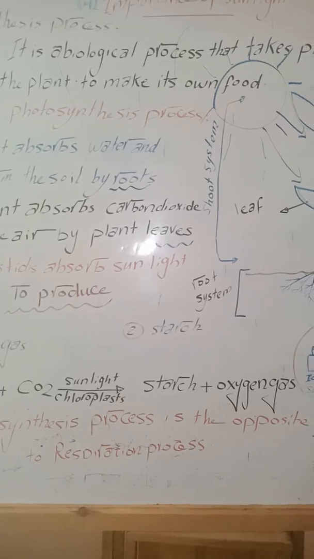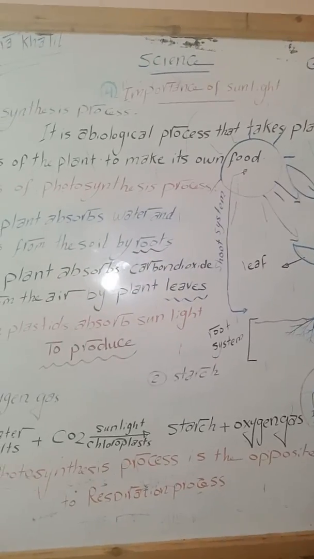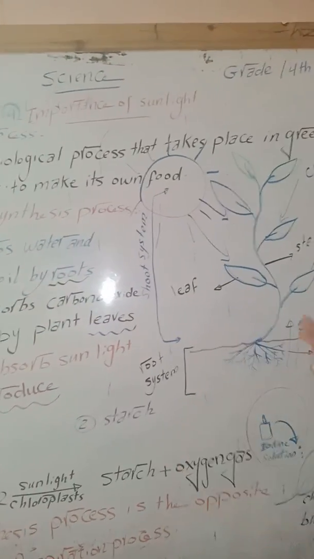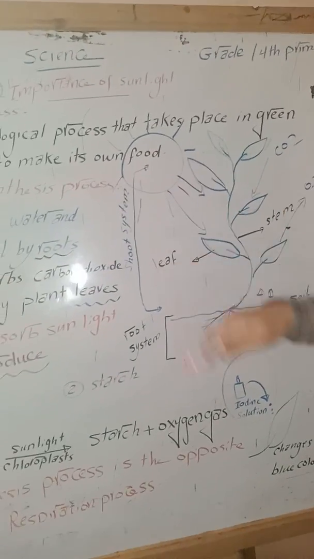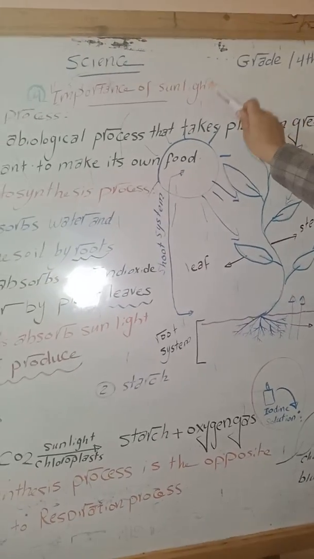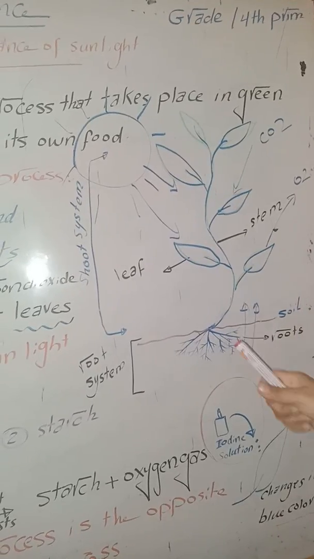So without sunlight the plant can't make its own food by photosynthesis, or the photosynthesis process can't take place at all without sunlight. So what would happen when there is no sunlight? Number 1, the green plants can't make their own food by the photosynthesis process.